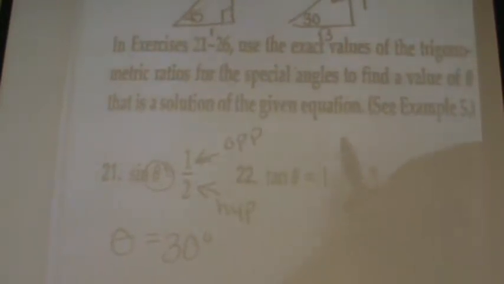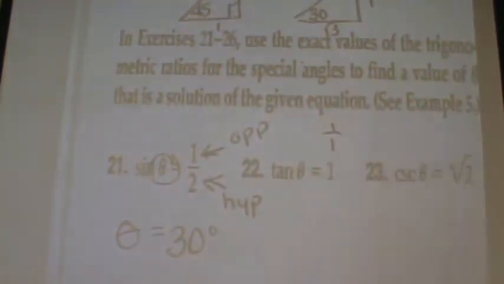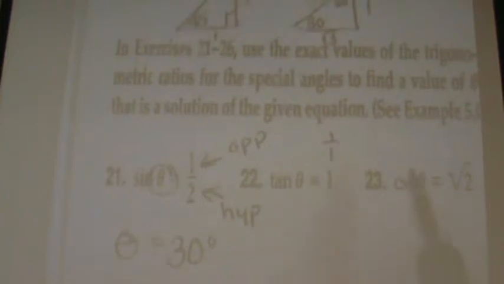Next one. What angle am I looking for? We have a 1-to-1 ratio. Side opposite over adjacent is a 1-to-1 ratio. 45. 45.